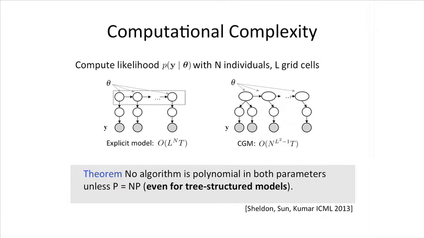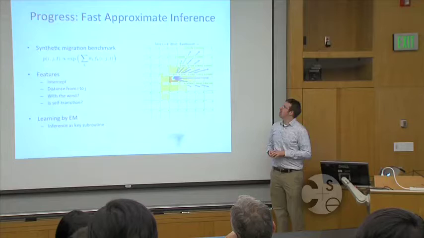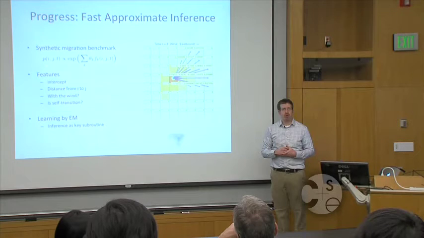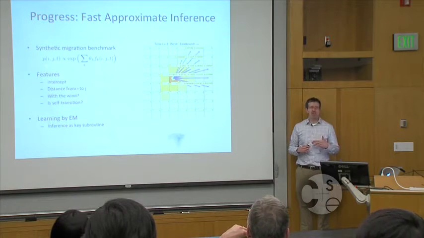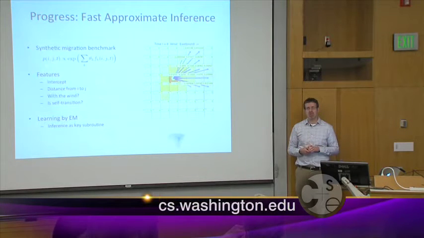So we have these two different algorithms. One is polynomial in L, one is polynomial in N. And we showed in 2013 that there's no algorithm that's polynomial in both of these parameters unless P equals NP for exactly computing the likelihood. So we can't hope to actually exactly compute or maximize our likelihood. Okay. So the story so far is actually not so bad. Because we can't do this exactly, we're going to have to do it approximately. And it turns out that there are some very nice approximations we can apply.